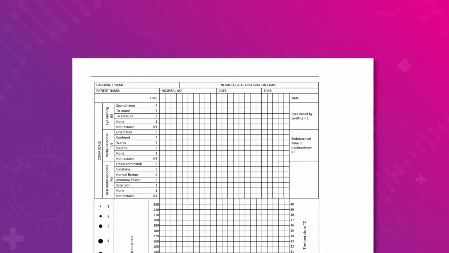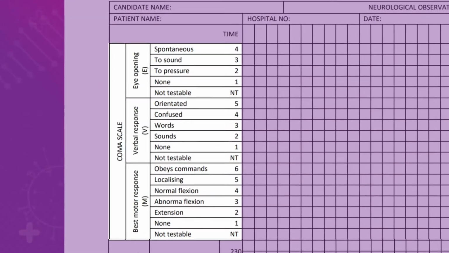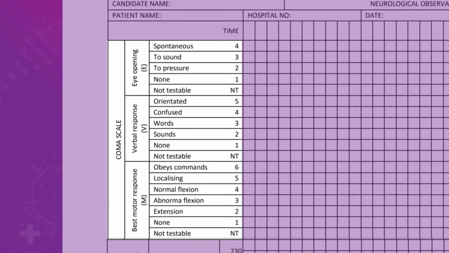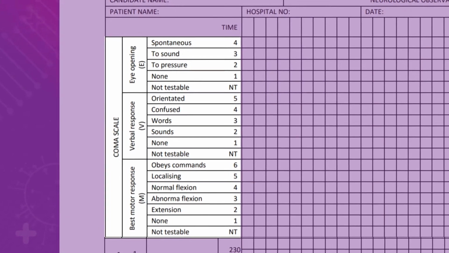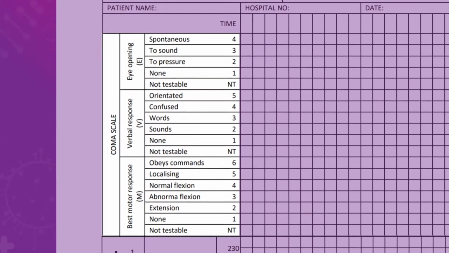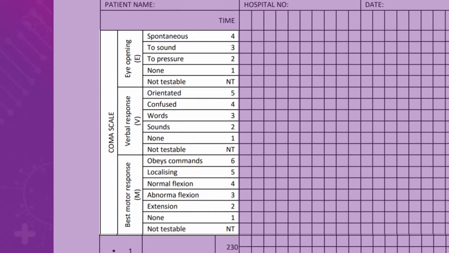There are 3 parts of the GCS: eyes, verbal, and motor. There are 4 possible responses for eyes, 5 for verbal, and 6 for motor. For each component of the GCS, the top criteria is the normal response, whereas the lowest criterion is no response. If the response cannot be tested, for example, the patient cannot demonstrate movement due to broken bones, then the response would be marked NT for non-testable.